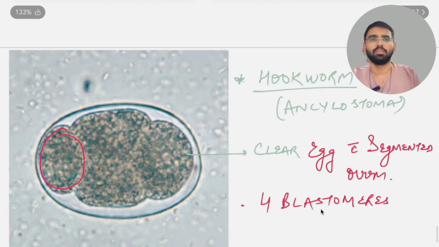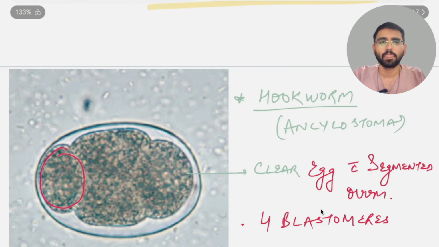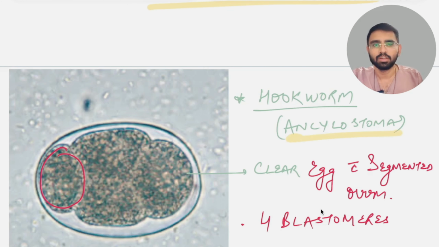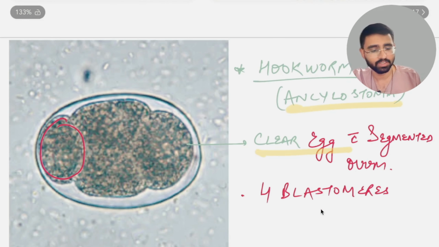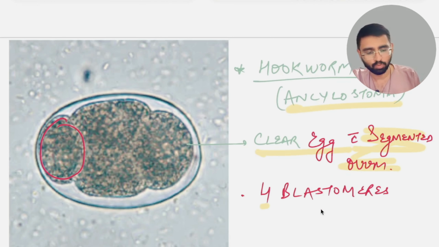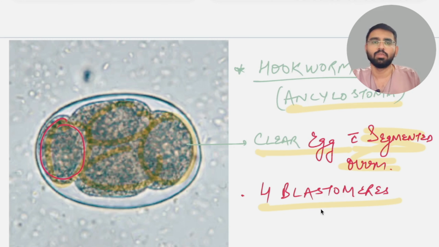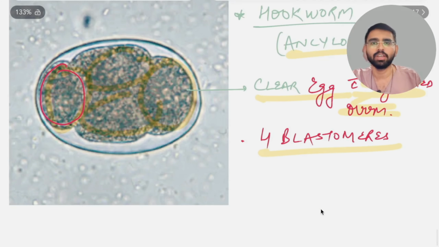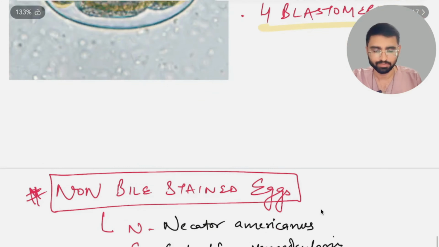So today's last parasite is hookworm. Hookworm, like Ancylostoma duodenale, has a clear egg with a segmented ovum. It has 4 blastomeres, 4 segmented blastomeres. As we can all see, it is the main identifying feature of this hookworm egg.